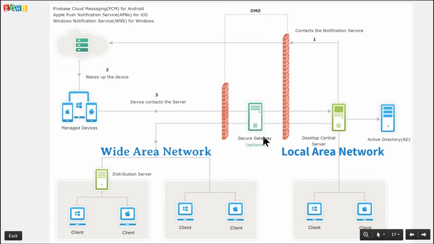If you wish to manage the roaming users in a more secure way, then you can utilize the forwarding server feature. So this acts as a secured gateway server between the roaming agents and the Desktop Central Server. Any communications from the roaming agent to the Desktop Central Server will be routed through the forwarding server. So this is the Desktop Central architecture.